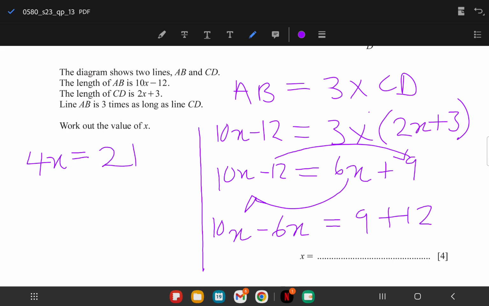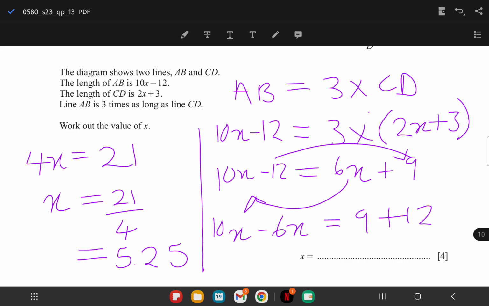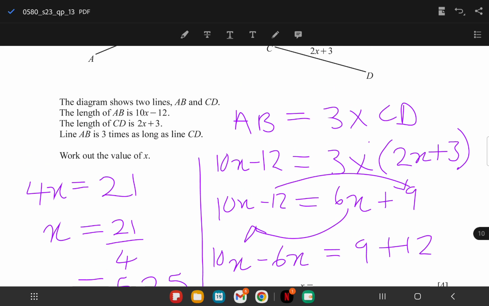Checking: 2x plus 3, 3 times 2 is 6, 3 times 3 is 9, 10 minus 6 is 4. You just do the 9 plus 12. Sometimes the math escapes. Yes, 9 plus 12 is 21, so we're on the right path. So 4x is equal to 21. If we want to find the value of x, we divide both sides by 4, so x is 21 divided by 4, and that is 5.25. The value of x is 5.25 centimeters. Okay, don't forget the centimeters.